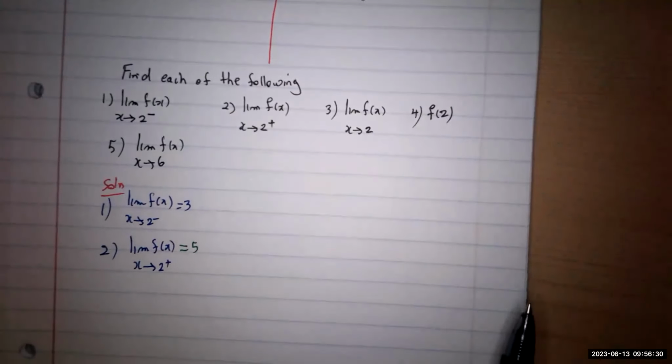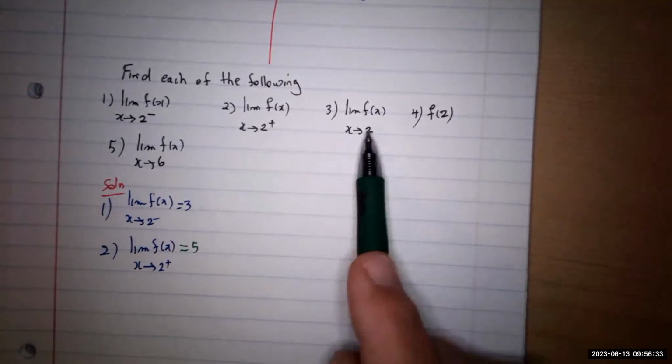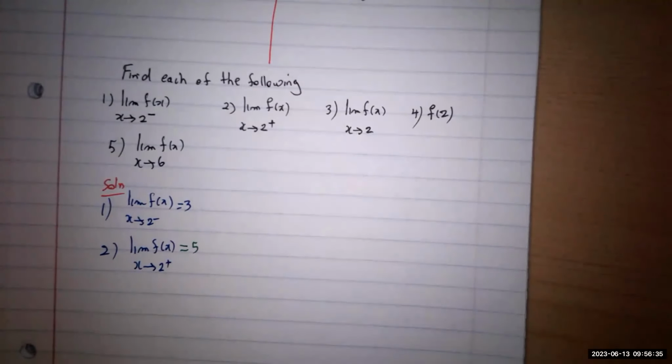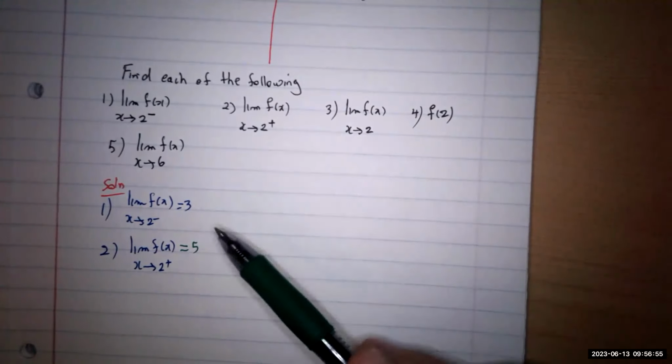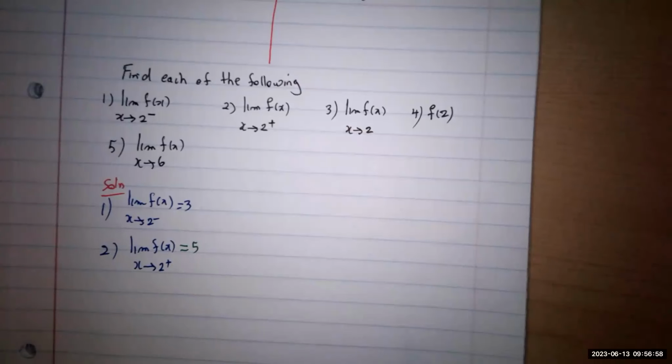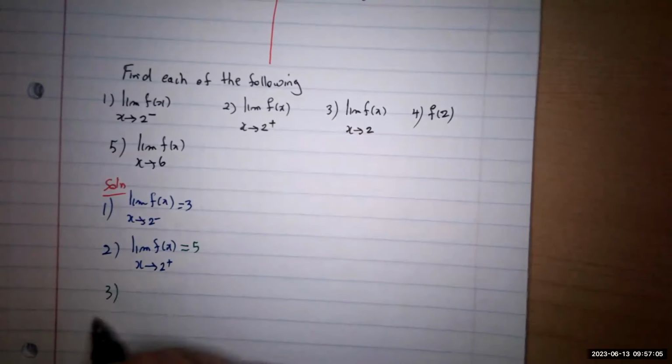So the left limit is 3, the right limit is 5. So what's the answer to number 3? Can we have a limit at 2? You estimate from the right and you estimate from the left. That's correct, does not exist. When you estimate from the right and the left, you must arrive at the same number. You get 3 and 5, both of them different. So the right and the left limits are not the same, so this means the limit of the function does not exist.